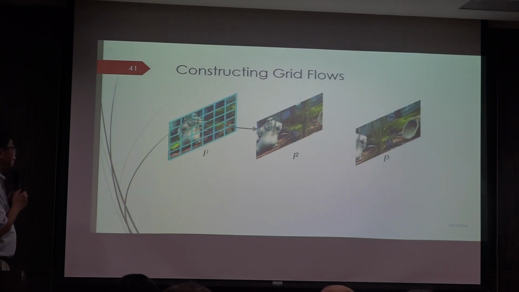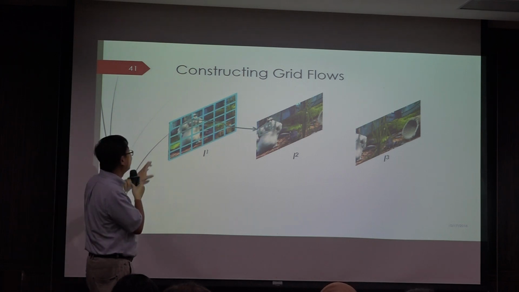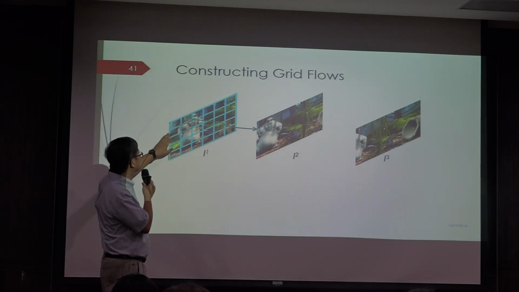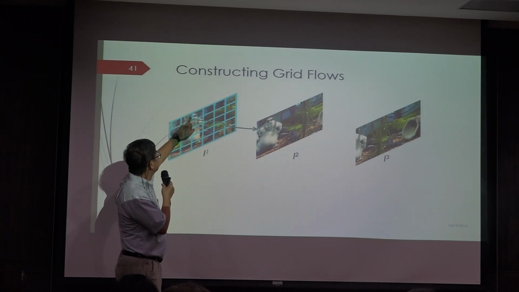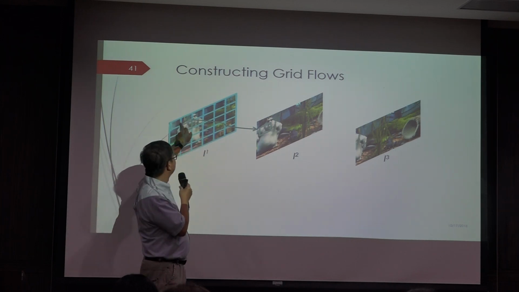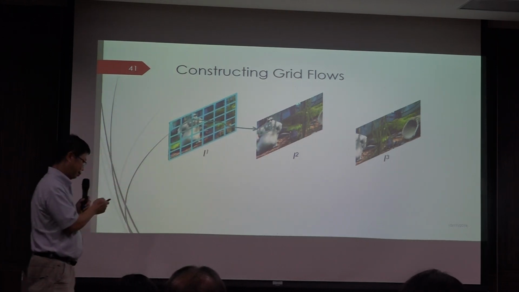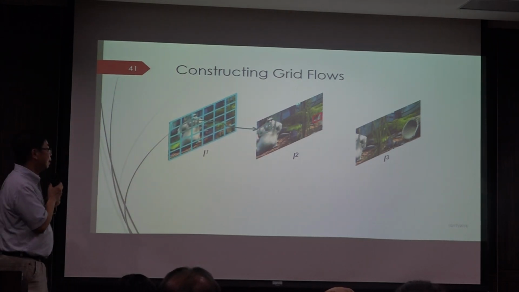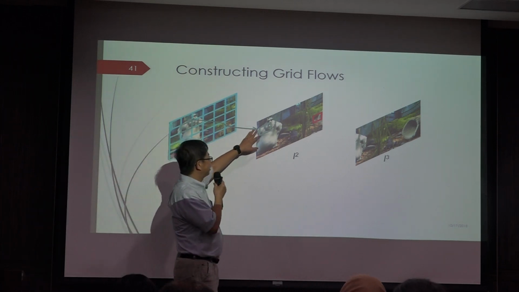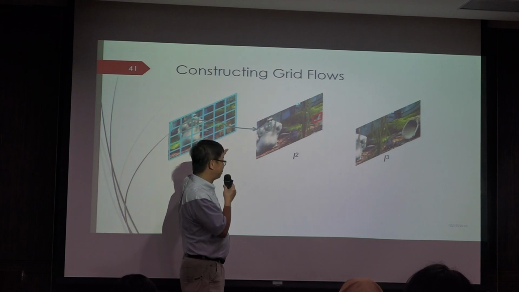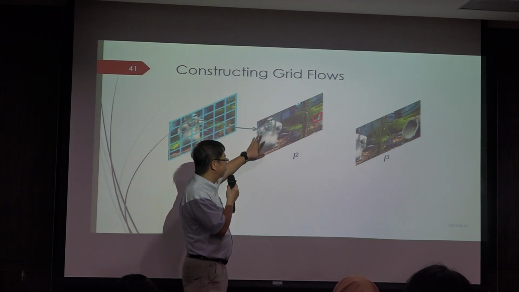Okay, so here is an illustration showing how to construct grid flows. For this region, we find its correspondence in the next key frame. Then this object, this monster, or this part moves outside the frame, so we terminate the grid flow.